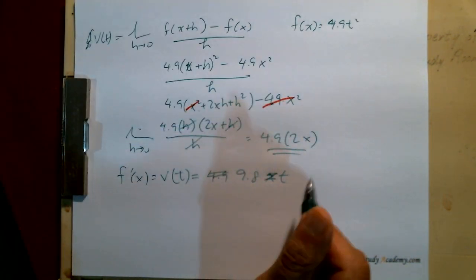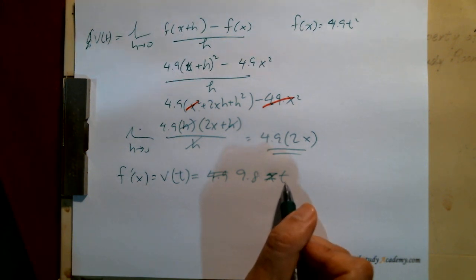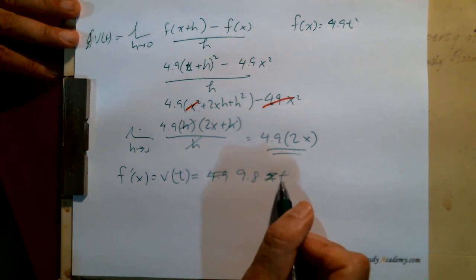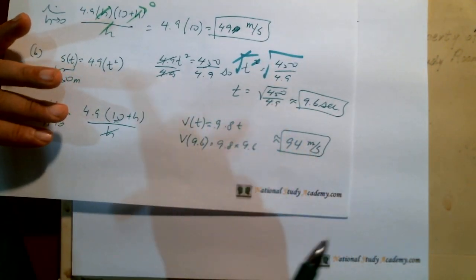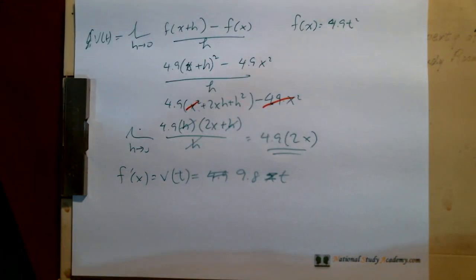Okay, so 9.8 times 9.6, that's the time that it took to fall to the ground from 450 meters, is 94 meters per second. Okay, that's part one. Good luck on your homework, and then I'll give you part two later on.